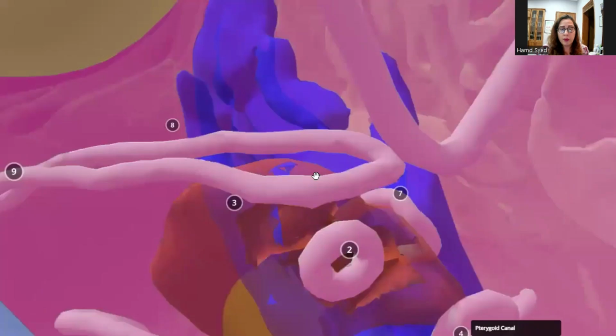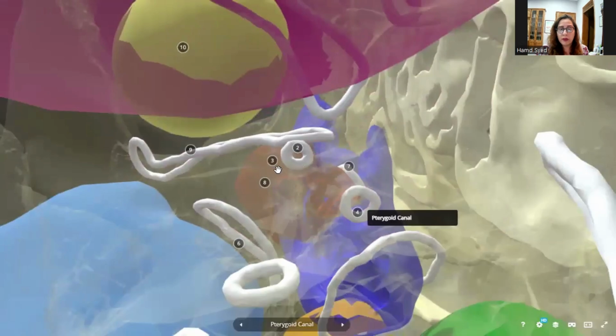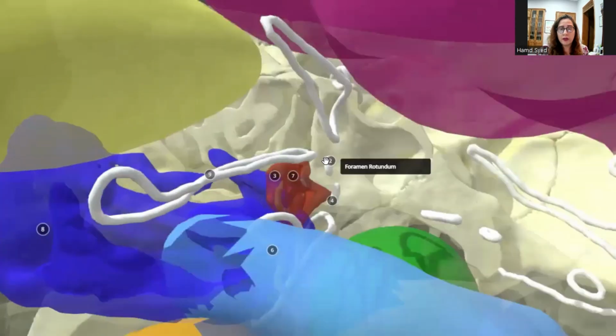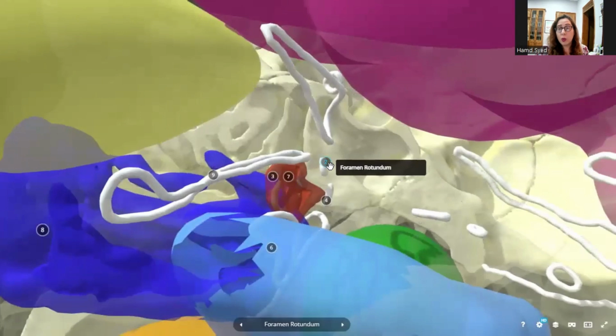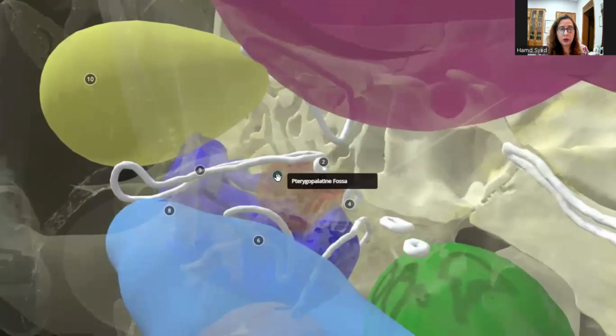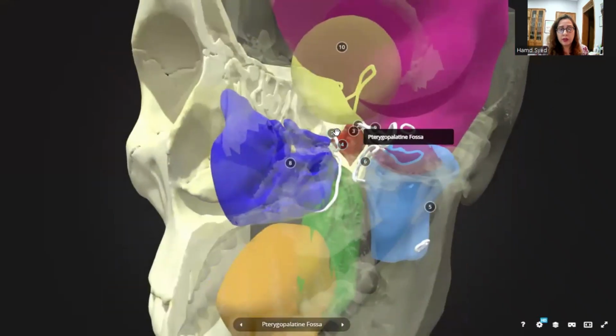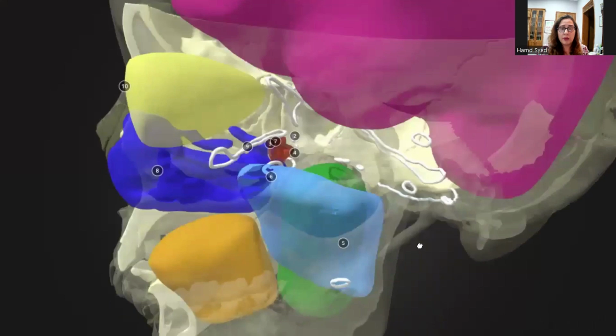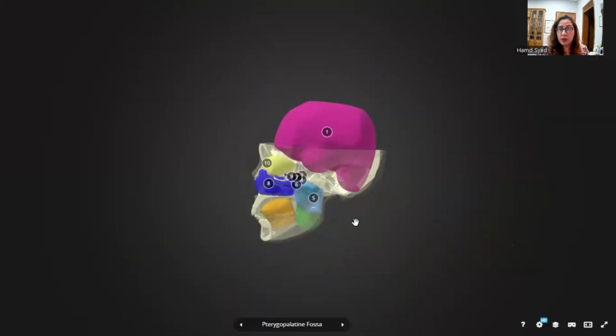So over here, when we look from the posterior aspect, we can also see that this is the foramen rotundum, which is the opening in the upper part of the posterior wall of the pterygopalatine fossa. It transmits the maxillary nerve. And so area number 3 itself, this red area over here, that is the pterygopalatine fossa. So this was the appearance in a three-dimensional model, which helps us understand the location of this important space, that is the pterygopalatine fossa.